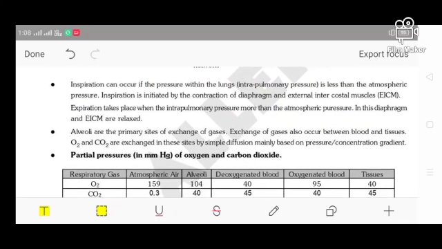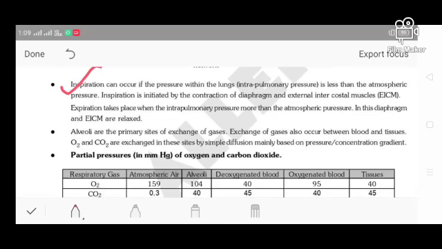After that, my dear friends, respiration is followed by two parts. One is inspiration, another is expiration. So what is inspiration? Inspiration is the process in which air goes into the lungs.